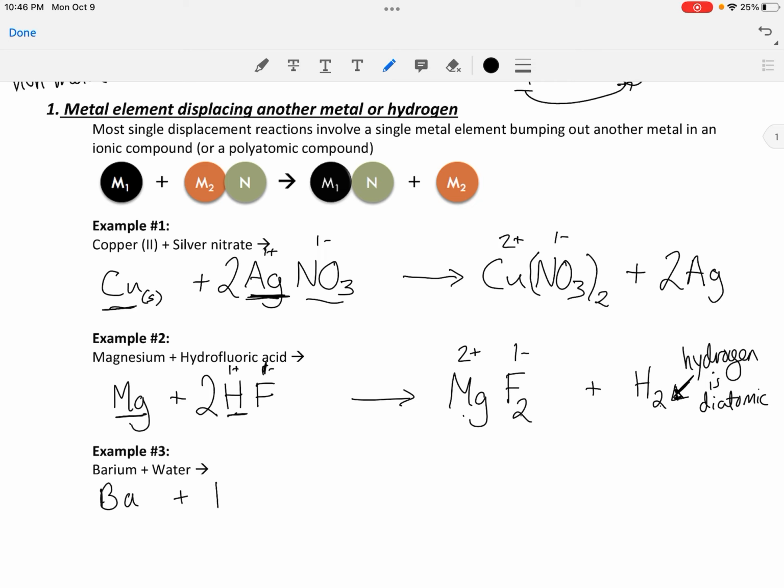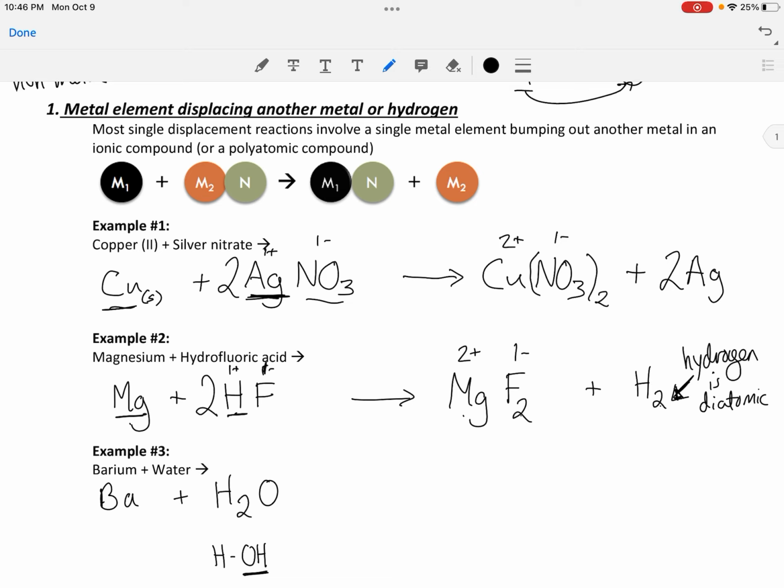All right, last but not least, barium runs into some water. So whenever we're doing a single displacement with water, it's a really good idea to write your water, instead of as H2O, as HOH, or at least think this in your brain. You don't have to write it down necessarily, but think of it as an H bonded to an OH. It's still H2O, but it's just H bonded to OH, that hydroxide group.